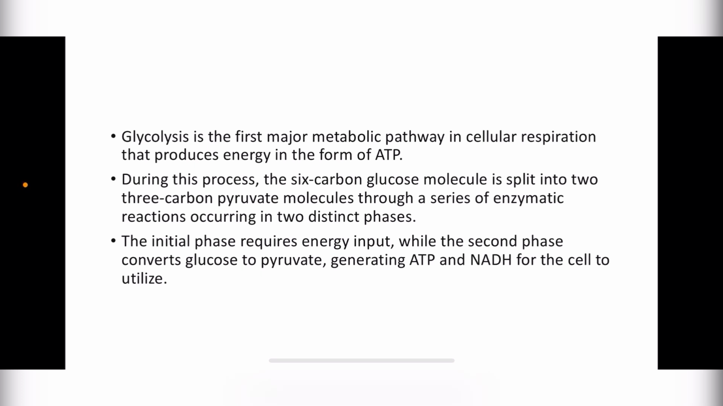During this process, a 6-carbon glucose molecule is split into 3-carbon pyruvate molecules through two distinct phases. One phase is known as the preparatory phase and the other is called the payoff phase. During the preparatory phase, the pathway requires energy input, while in the payoff phase, glucose gets converted into pyruvate, generating ATP and NADH for the cell to utilize.